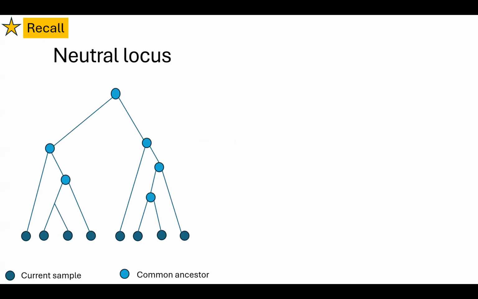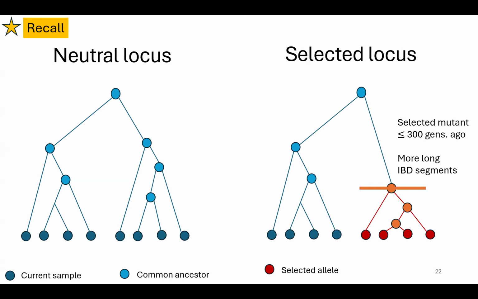So recall, we have our coalescent around a neutral locus on the left. And then on the right, we have a coalescent around a selected locus, a strongly selected locus, and that has distorted the structure of this coalescent process resulting in more long IBD segments that may be detected by the modern algorithms.